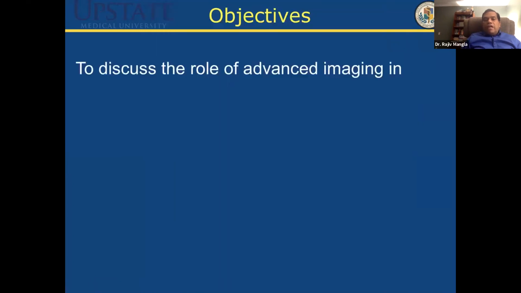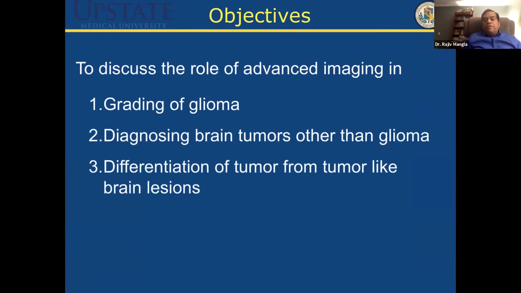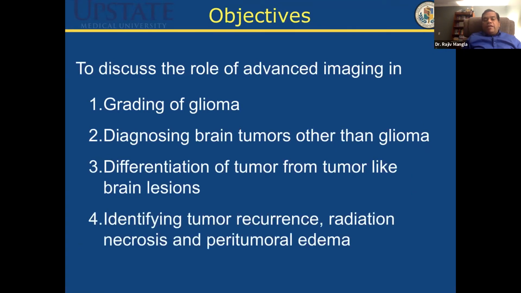So I will start with the objectives of my talk: to discuss the role of advanced imaging in grading of gliomas and diagnosing brain tumors other than gliomas, how to differentiate between them, how to differentiate tumor from tumor-like brain lesions, and identify tumor recurrence, radiation necrosis, and peritumoral edema. It is a very long talk, but I will try to cover some areas, and if I am fast, please let me know. I will try to go slow.